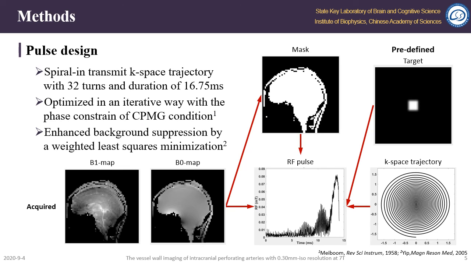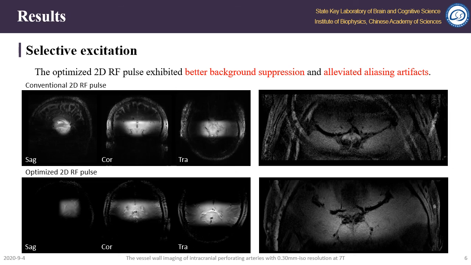In the pulse design, we adopted a spiral-in transmit K-space trajectory. To overcome the field inhomogeneity in ultra-high field, the B1 and B0 maps were incorporated to the pulse design with the phase constraint of CPMG condition. In the experiment, the B1 and B0 maps were firstly acquired. Combined with the predefined excitation pattern and the K-space trajectory, the RF pulse was optimized and compiled to the SPACE sequence. Here are our results.